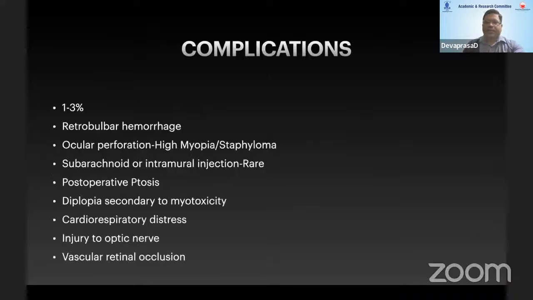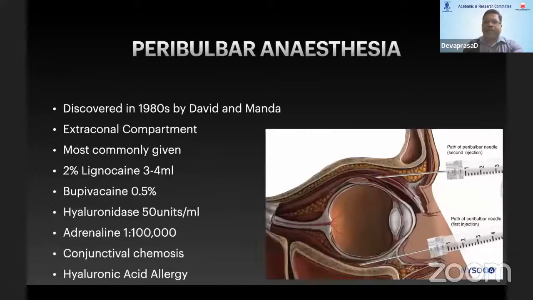It is not very popular because it is bound with complications. Around 1 to 3% complications have been reported in the literature. The most common is retrobulbar hemorrhage, then ocular perforation, especially in myopes and patients with staphyloma, and subarachnoid or intramural injection, which is rare. Others are postoperative ptosis, diplopia secondary to myotoxicity, cardiorespiratory distress, injury to the optic nerve, and vascular retinal occlusions, which are rarer. Peribulbar anesthesia is the most commonly given anesthesia.